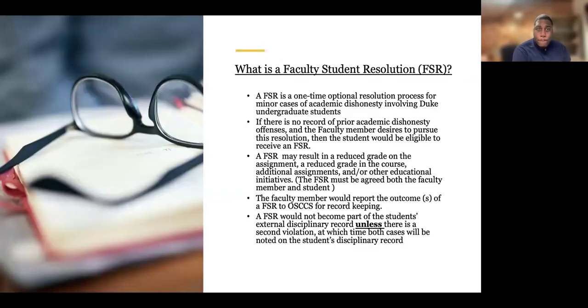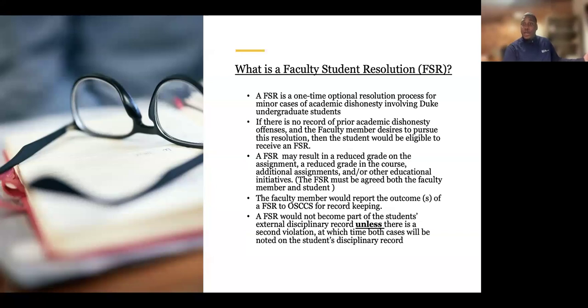Next slide. Faculty student resolution. So, for one time minor cases of academic dishonesty, if you mistakenly violated the policy and a faculty member wanted to pursue a faculty student resolution, it's a conversation and it's only for first time, minor cases. Your professor will say, hey, I noticed you cheated on this test, that violates my syllabus. As a result, you get a 0 on this assignment, or 10% off this assignment. You have 3 days to either agree to that resolution or not agree to it.